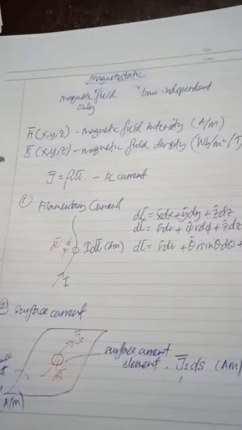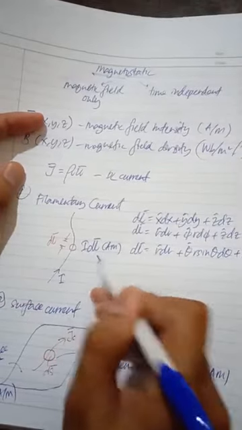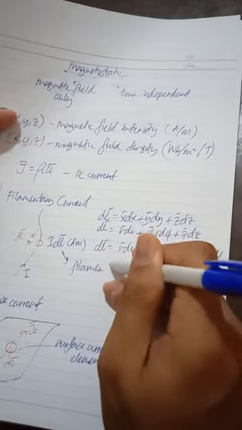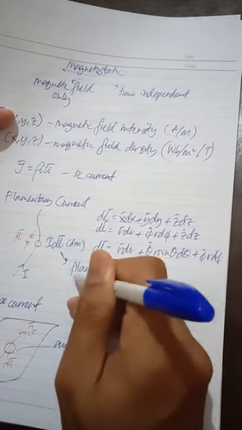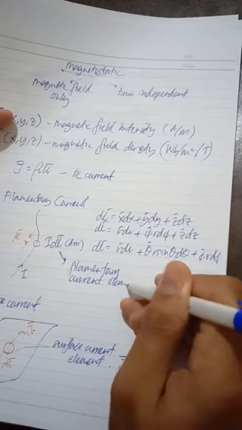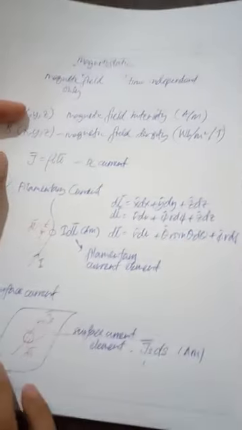Okay, so these are the three types of current that we must know before we go proceed to find the H field and the other field. So something goes here, and here we name it as filamentary current element, and this one surface current element, and then the last one here is your volume current element.